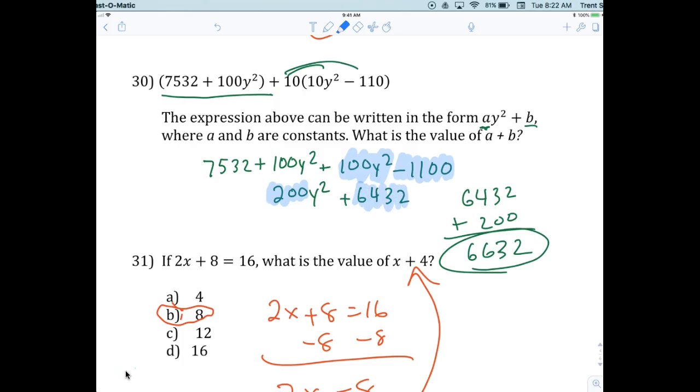Now, the question is saying, what is a plus b? A is simply the number in front of the y squared term, and b is referred to as the constant. So all I have to do is what? Add those values together, and that's your answer. It's simple.